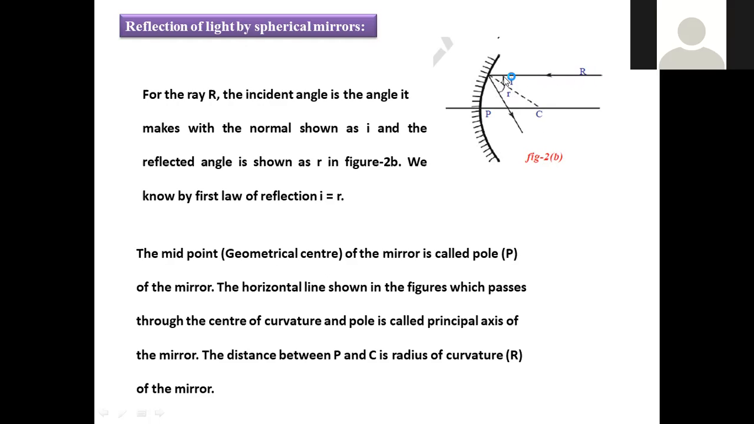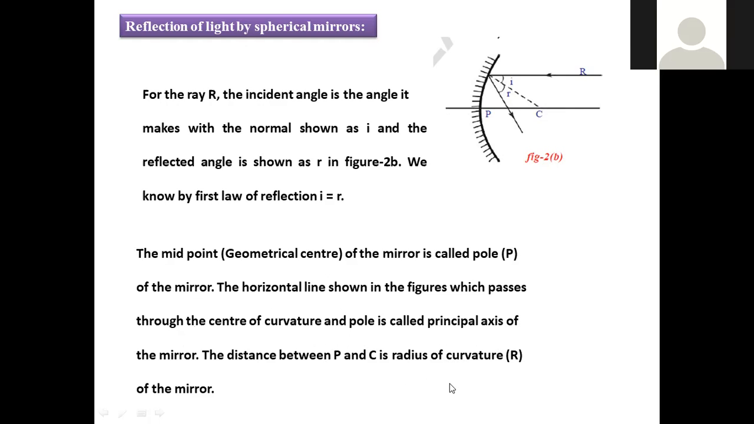This is the normal we draw from the point where the source of light is allowed to fall on the parabola structure. The midpoint, the geometrical center of the mirror, is called the pole P. When the center of curvature line is intersecting with this parabola structure, that point is said to be P, the pole of the mirror. The horizontal line shown in the figure, which passes through the center of curvature and pole, is called the principal axis. The hypothetical line drawn is called the principal axis of the mirror.